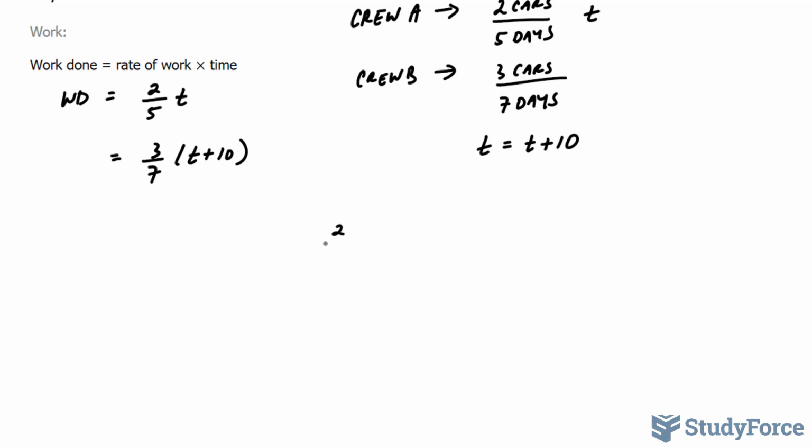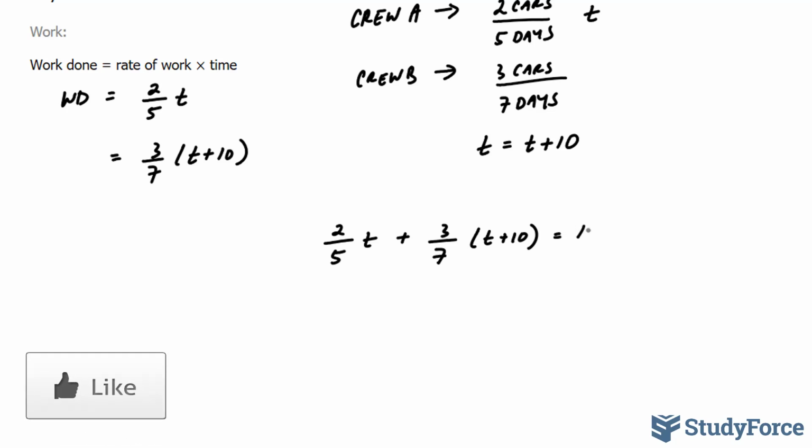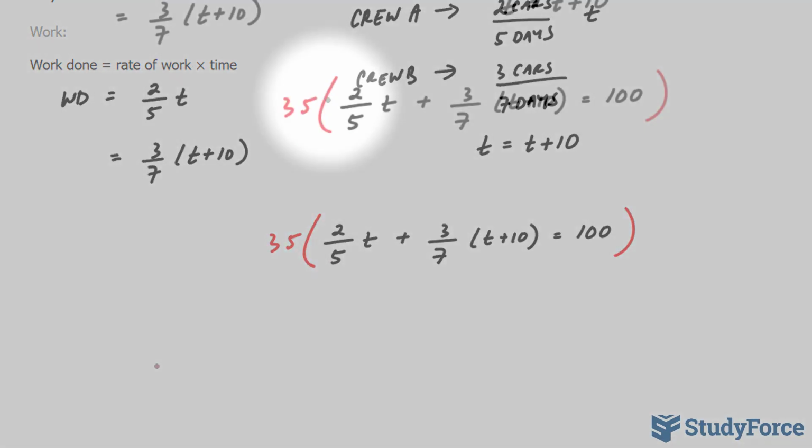So the work done for the first crew plus the work done for the second crew is equal to 100. And now we have to solve this linear equation. You want to start off by trying to eliminate the denominator by finding the lowest common denominator, and the lowest common denominator amongst all of these terms is 35. So let's multiply this whole equation by 35.